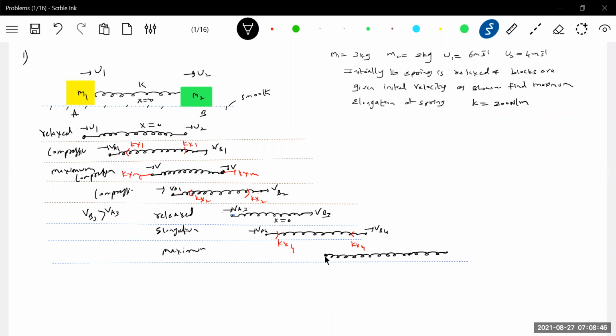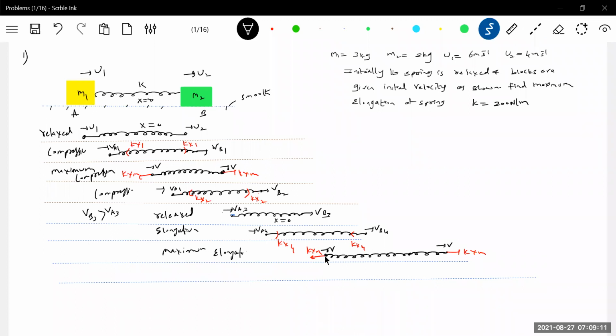Spring is relaxed. So now elongation. So this is the maximum elongation. Again both the ends will move with a common velocity. Now at this elongation, the spring will be maximum. I am showing it in this way. The very next moment after this, again it will be elongation.